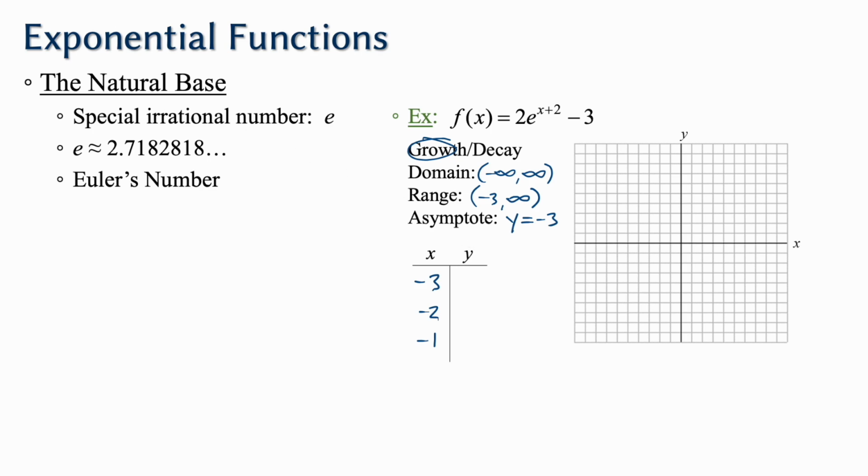So using my calculator, if I go ahead and plug those in, plugging in -3 gives me about -2.3. Plugging in -2 is -1. And then if I plug -1 into the expression, you get 2.4.